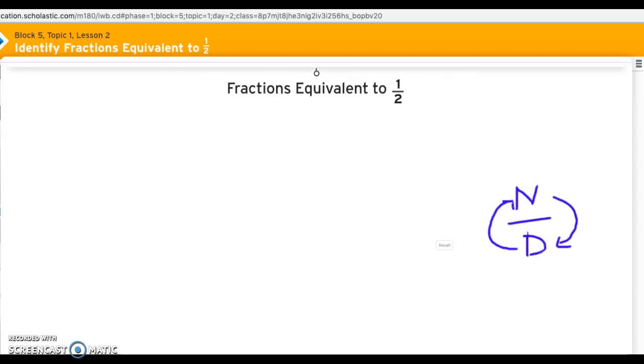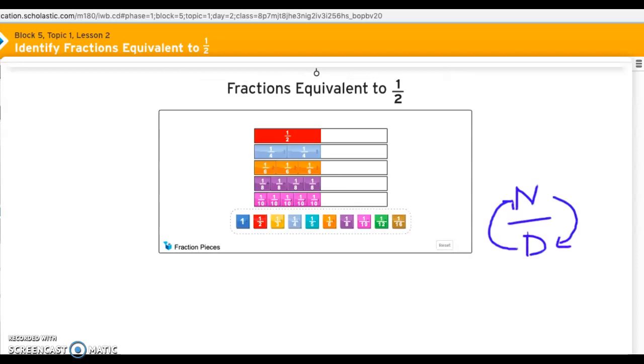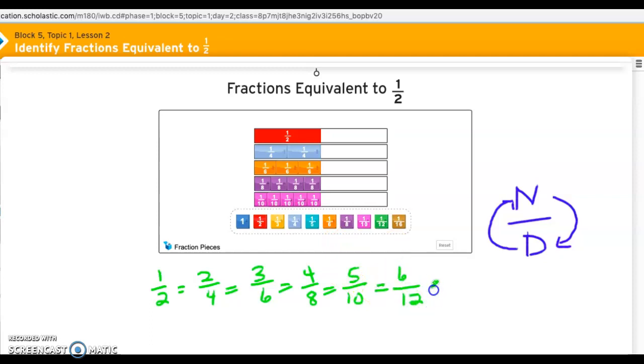So I started out here with 1/2, and I started building fractions that equal 1/2. So you can see that 1/2 equals 2/4, equals 3/6, equals 4/8, equals 5/10. So we did a little bit of this in bell work not too long ago. We could continue this if we want. Equals 6/12, equals 8/16.